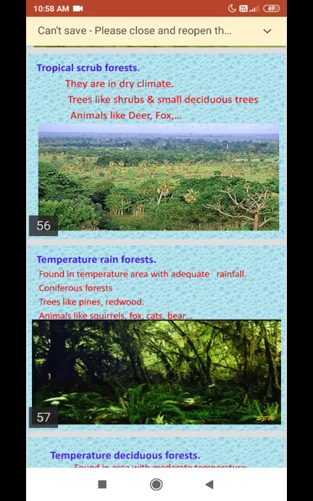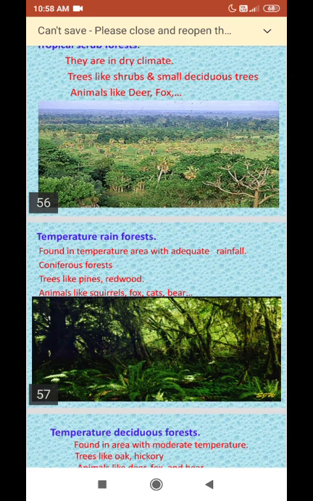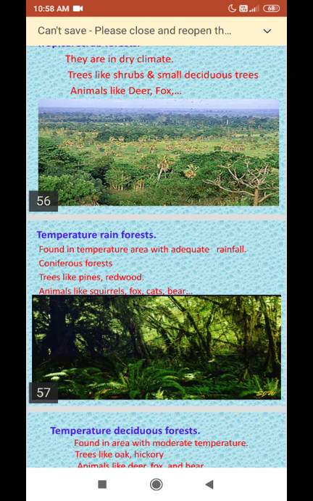And then next we are going to see the tropical scrub forest. It is in a dry climate, and herbs and small deciduous trees grow there, and animals like deer and fox can be found there.